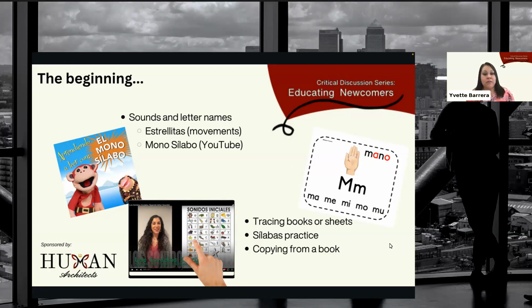So once we do estrellitas and monosyllable, I start giving tracing books, sheets, there's syllable practice, copying from a book. So you're trying to build up their skills as quickly as possible, but understanding that you will have kids that will take off. Some kids will memorize it and they will be ready for building syllables. And you have some students that are still stuck on sounds.